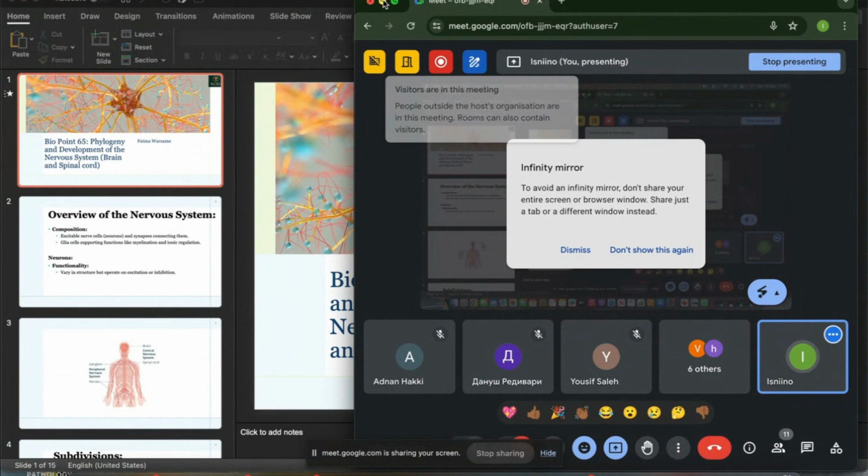Okay, so the neurons and their functionality. They vary in structure, but they operate based on excitation or inhibition. Now, let's skip over that actually. So the subdivisions. We have the central nervous system and then we have the peripheral nervous system. The central nervous system includes the brain and the spinal cord and is the body's control center. And it has centers for sensory, motor, and data integration. Then the peripheral nervous system is composed of the spinal and the cranial nerves, and it links to the central nervous system. And then it has sensory receptors that process environmental changes.